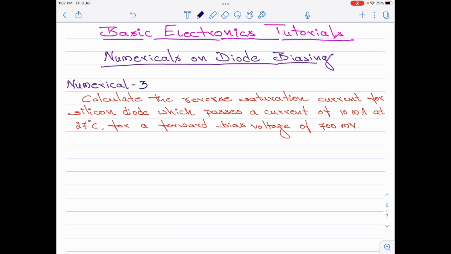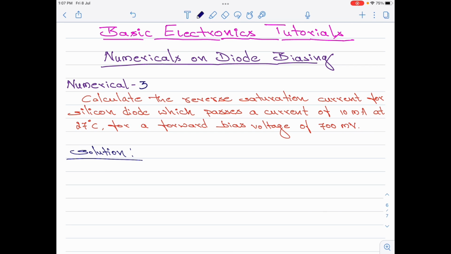The question is pretty simple. We are asked to find the reverse saturation current when the diode has an input applied voltage of 700 millivolts and the diode current is 10 milliamperes and the room temperature is 27 degrees Celsius. Let us start with the solution now.